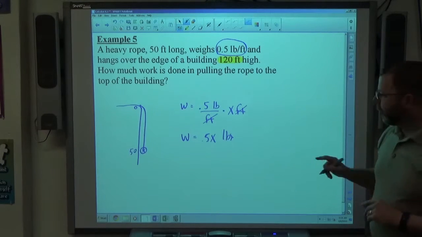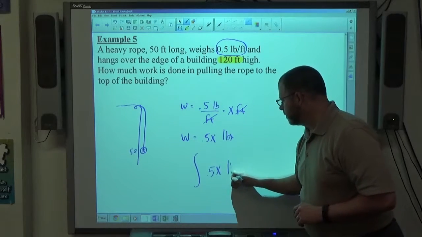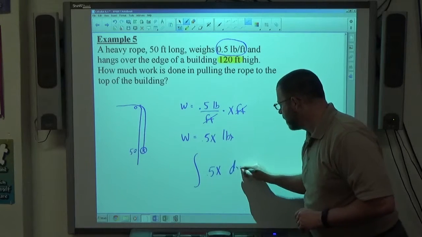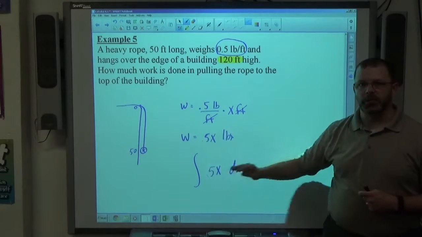All right? So that's what I want to integrate. dx. As with the problems we saw yesterday, pounds is force, and we want to integrate force in order to get work. All right? So my force function on this one is just that.